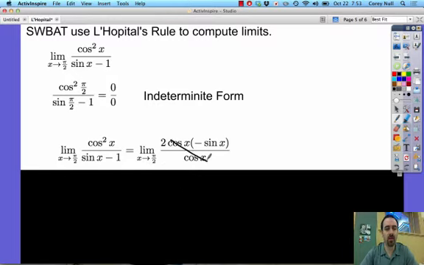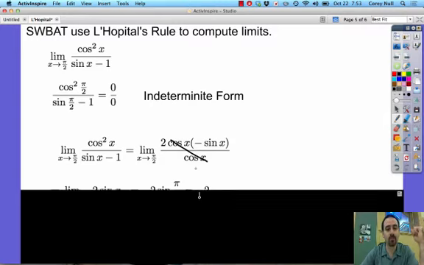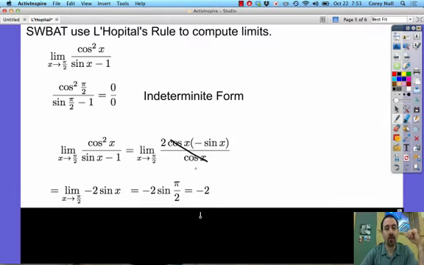But look, I have 2 cosine. I can cross out the cosine of x, because cosine of x equals 0 only when x is equal to pi over 2, or other places. But near pi over 2, it's not equal to 0, so that's legal. Now I have the limit as x goes to pi over 2 of negative 2 sine of x. I can plug in pi over 2 here and get negative 2. So here's a nice application of using L'Hopital's rule to compute the limit.